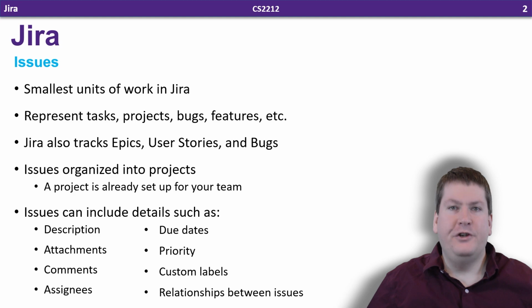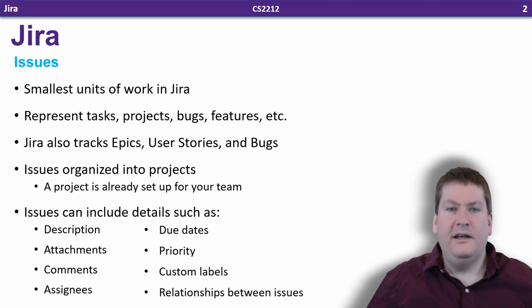Now that we've introduced Jira, let's talk about issues and how they're used to track work in Jira. In Jira, issues are the smallest unit of work that needs to be completed. Issues can range from simple tasks to complex projects and represent anything that needs to be done. Issues can be created for bugs, new features, improvements, or any other task that needs to be completed.